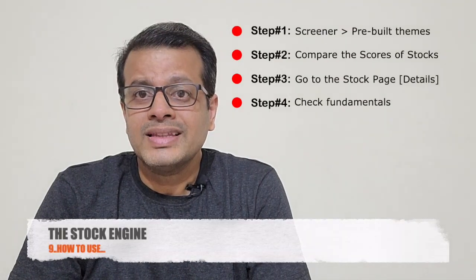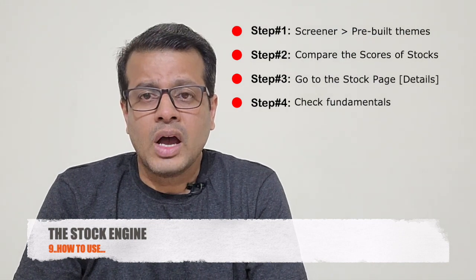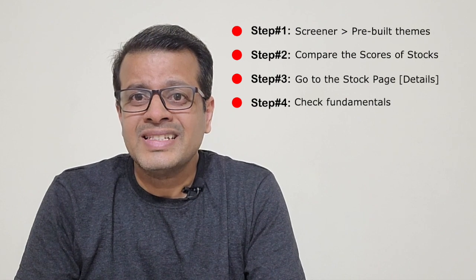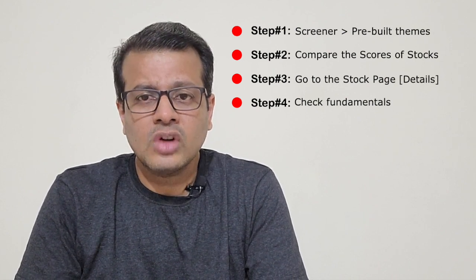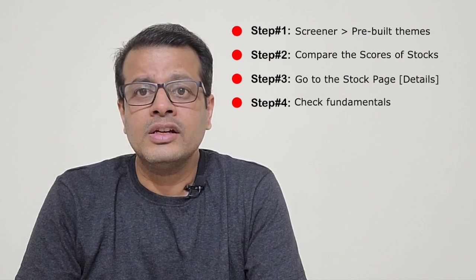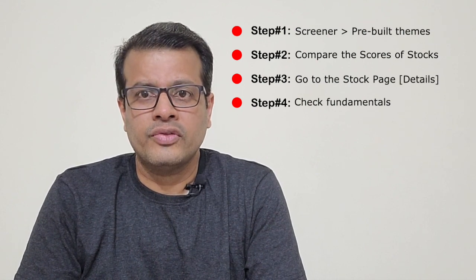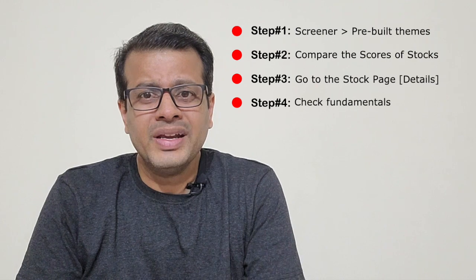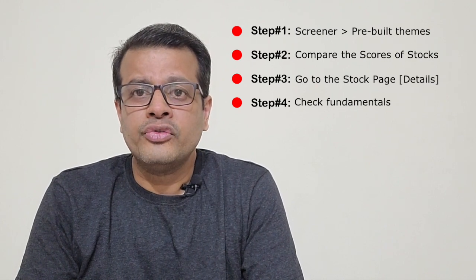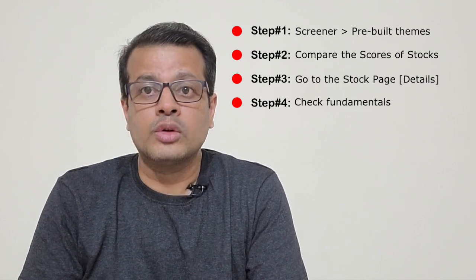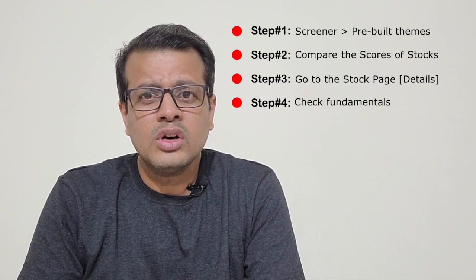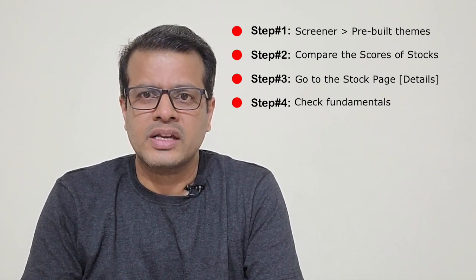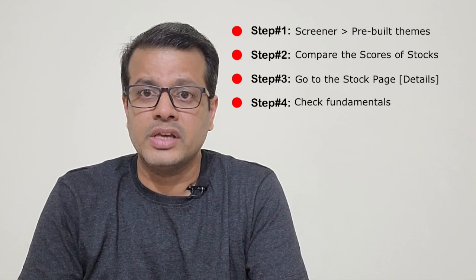How to use this stock engine? I will tell you how I use it. Step 1, go to the stock screener segment. In the stock screener segment, you will find 2 types of screeners: first is a screener and second is pre-built screeners. The big screener you can use to filter stocks based on your parameters. But if you do not want to filter stocks like that, then use the pre-built screeners. There are multiple pre-built themes there.